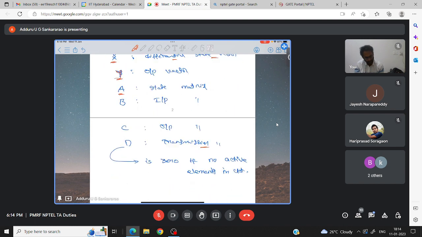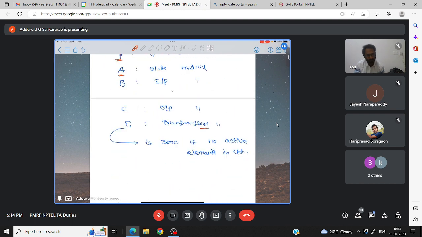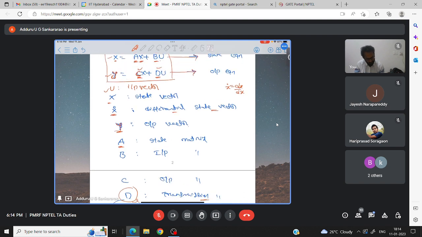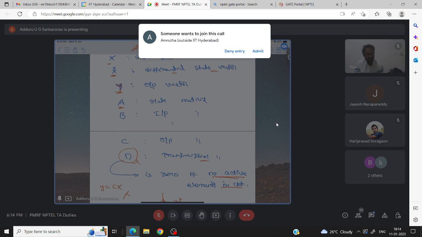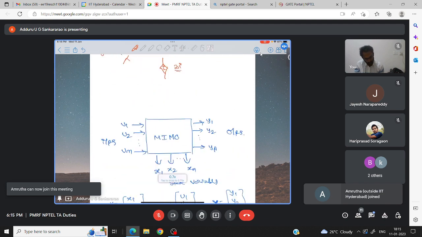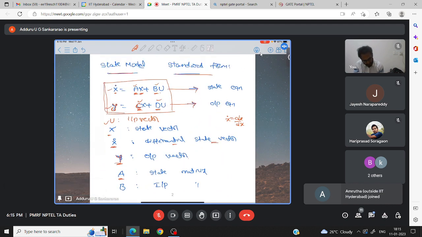Okay. And suppose in a circuit there are no active elements, you know what active elements are? Let us say a dependent source. In networks you might have seen a dependent voltage or current source, let us say its voltage is 2i or something. If any active elements are there, then you will have a D matrix. If there are no active elements, then you will not have a D matrix. D matrix will be 0. Then y equal to Cx only. y equal to Cx plus Du, right? y equal to simply Cx only. Okay. Now, this is the standard form of the state model representation.